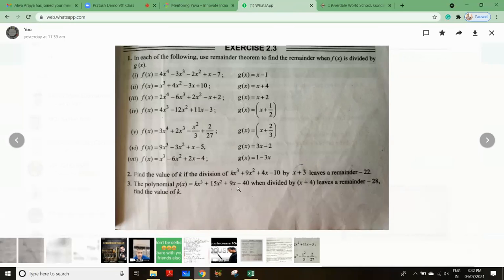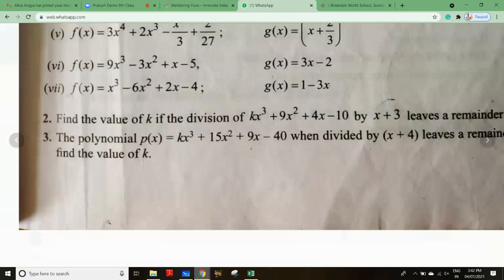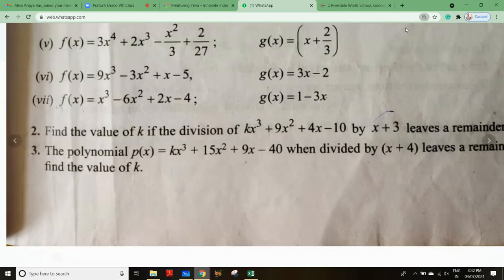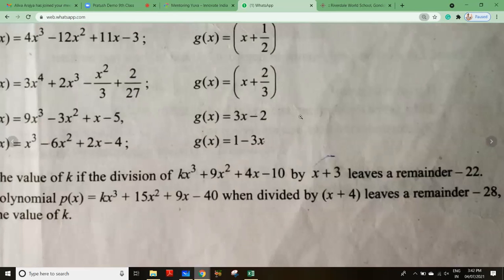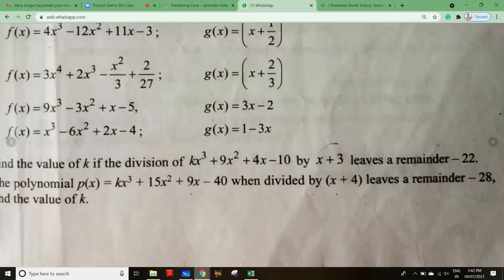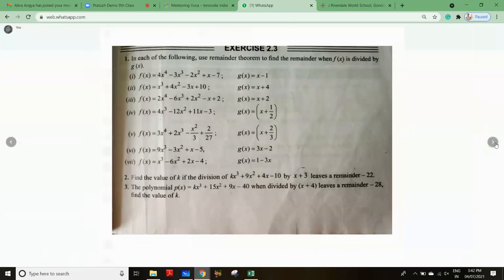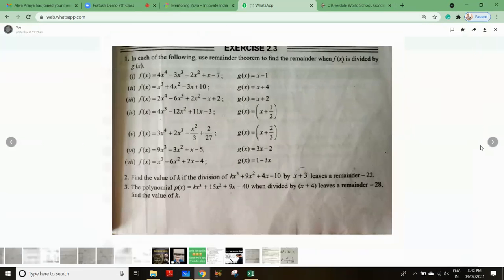So first we have to get the zero of x plus 4. That will be minus 4, and then we have to put minus 4 in the place of x. Then we have to solve the equation. Perfect. So that will be the way. Very good. But you will have to equate it with minus 28 as in the second question. जैसे हमने second question में उसको equate किया था minus 22 से, आपको उसको equate करना पड़ेगा minus 28 से. And after solving, you will get the value of k. Very good. We go to the next question.